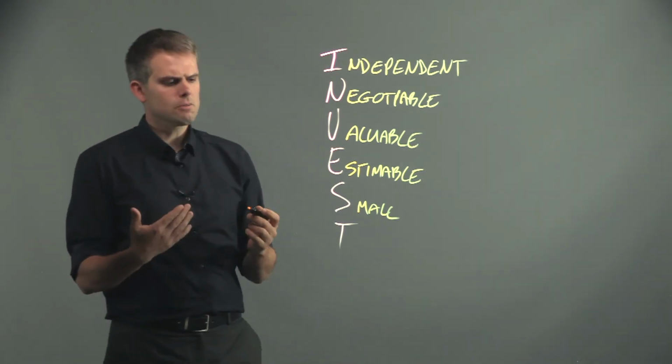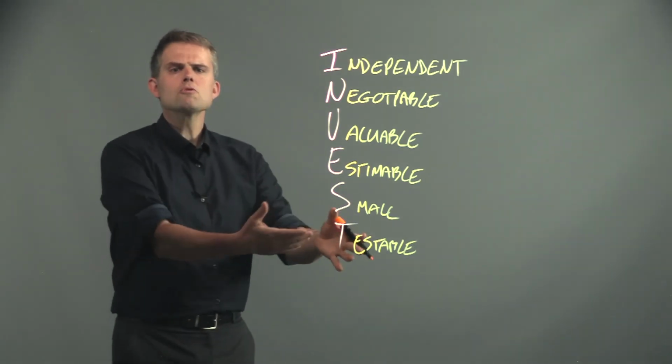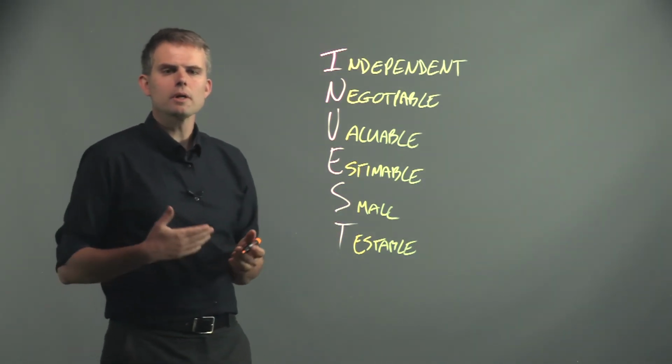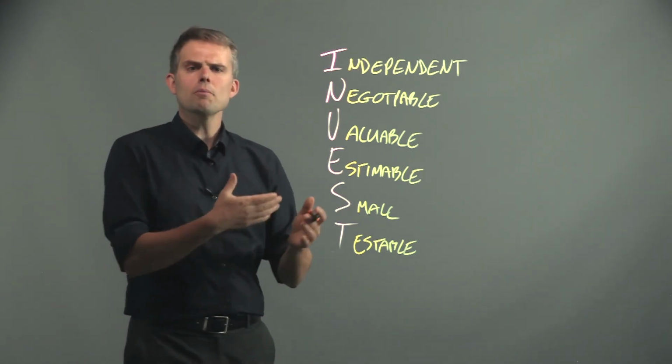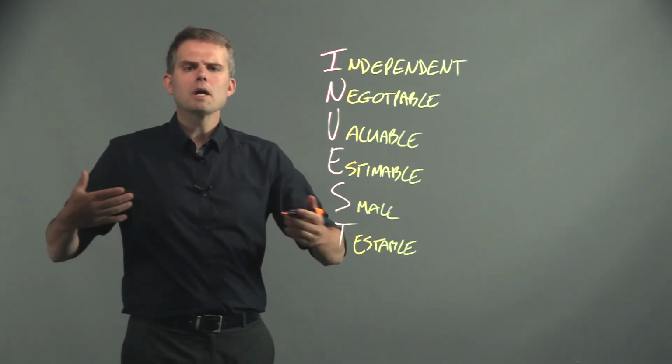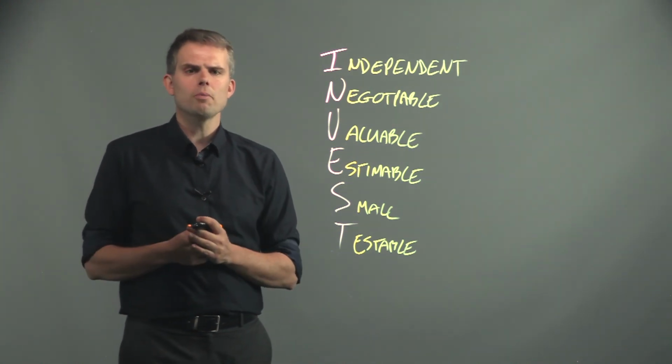And finally, we have testability. And this goes back to the definition of done for a story. We want to always make sure that our stories are testable so that both the customer and developer can make sure that the feature has been developed in a way that is agreeable to both parties.